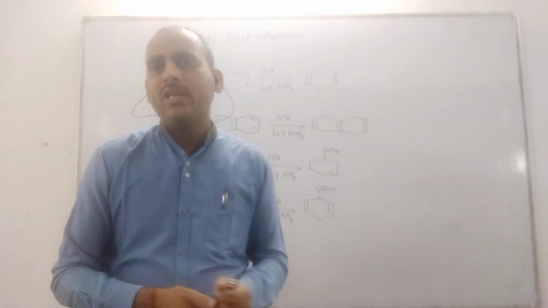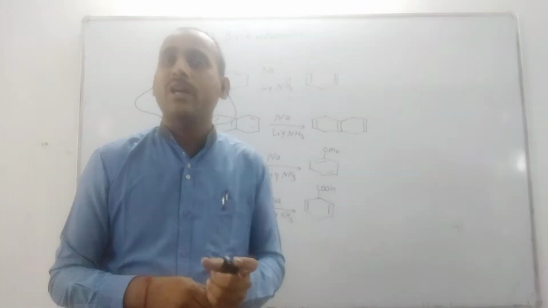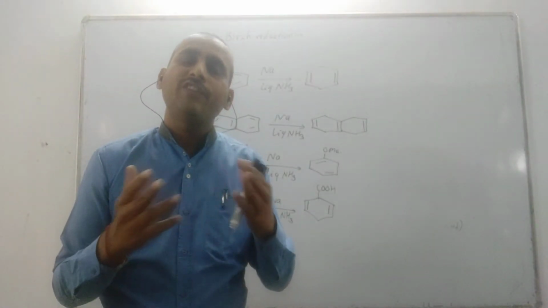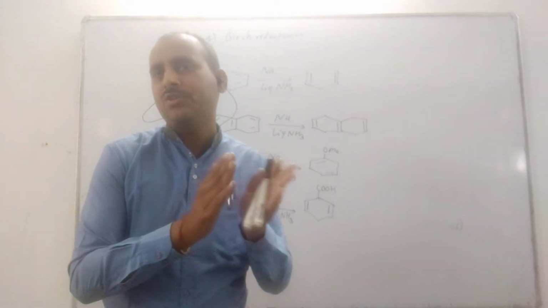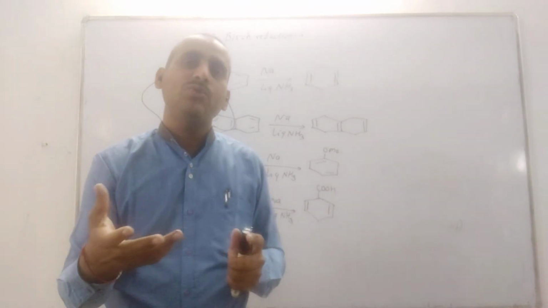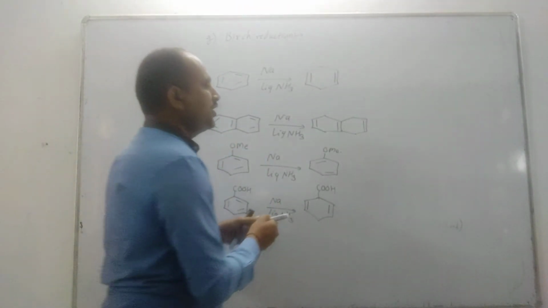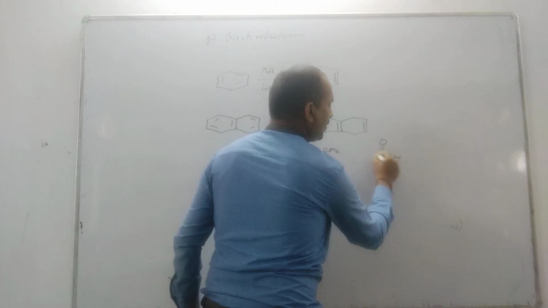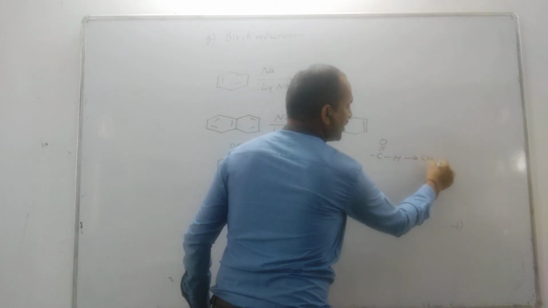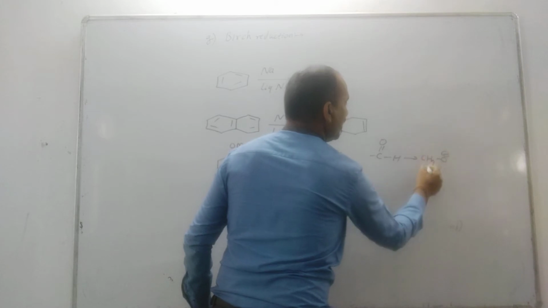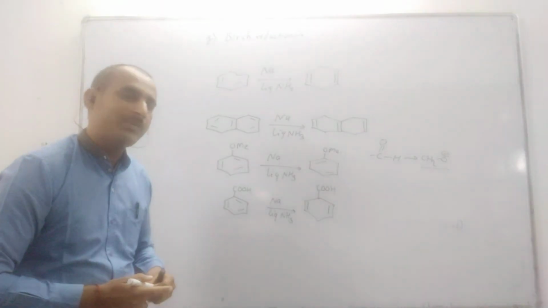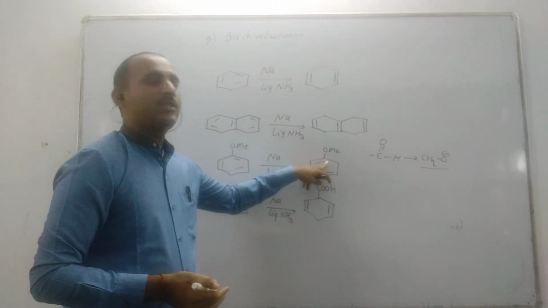Otherwise, the aldehyde or carbonyl group in the presence of sodium in liquid ammonia first gets reduced to alcohol, and it becomes CH2O minus. That is, the C double bond O group gets converted into a CH2O minus type of group, and this is an electron donating group, and therefore it is present on the unsaturated carbon.